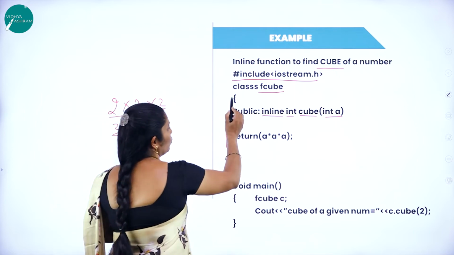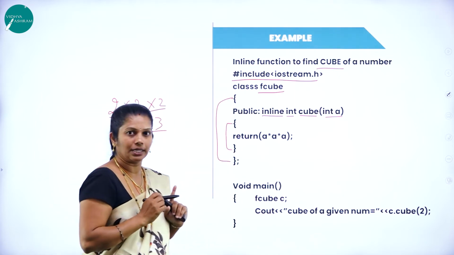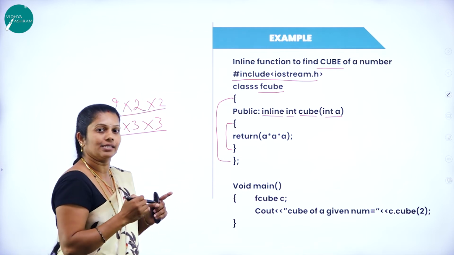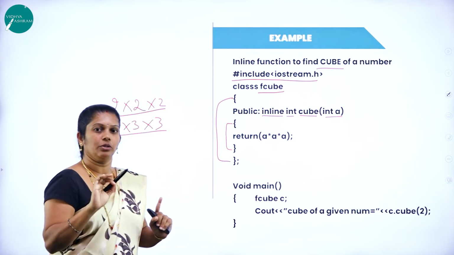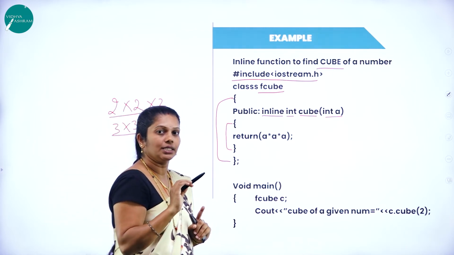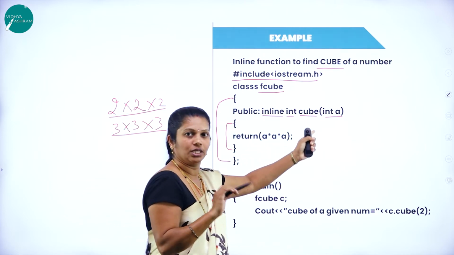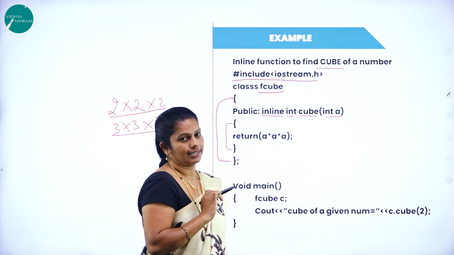Then after this, we close the class. Here we open the class, and here we close the class. How do we come to know the class is closed? After this, we have written a semicolon. From that only we come to know that the class is closed. How many functions are there in this program? Only one function, that is cube. What is the class name? fcube is the class name.